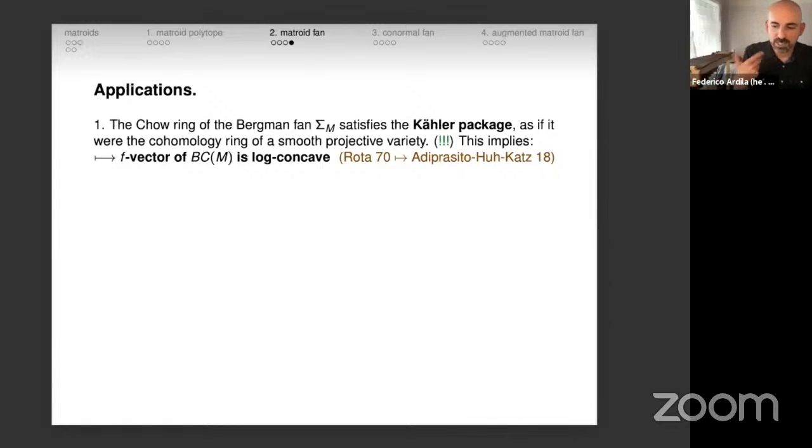And this is the key technical ingredient in proving Rota's 1970 conjecture on the log-concavity of the f-vector of the broken circuit complex of a matroid.